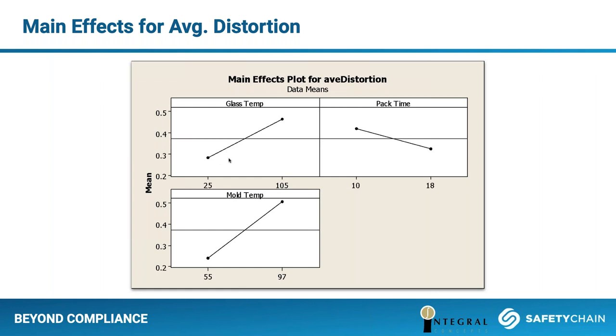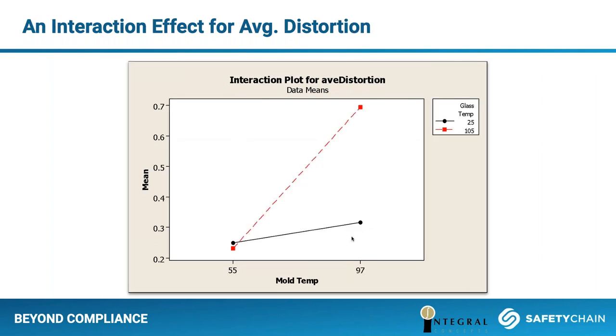And so we did an experiment where we had a bunch of variables, and the ones that were statistically important were mold temperature, glass temperature, and pack time. If I look at the mold temperature graph, it seems to say that as we increase mold temperature, we increase distortion. However, this is not where we should be ending up, and the reason is that life isn't that simple.